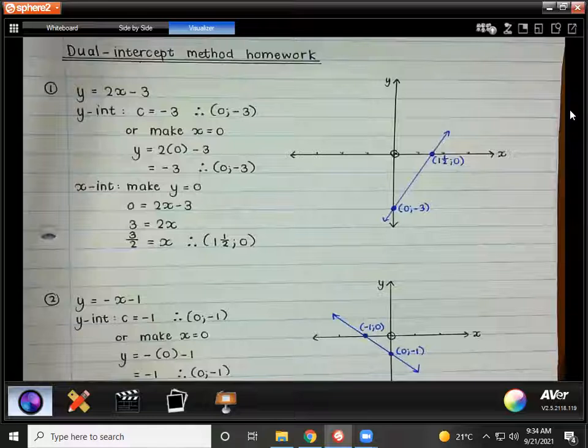Guys, there were 5 equations that I gave you. You had to draw all 5 graphs, so you have to find the y-intercept and the x-intercept. You can see my working there on the side. Once you have your 2 intercepts, you're going to plot those points and connect them.